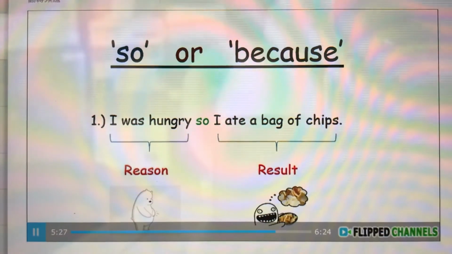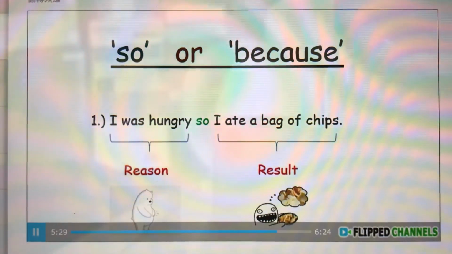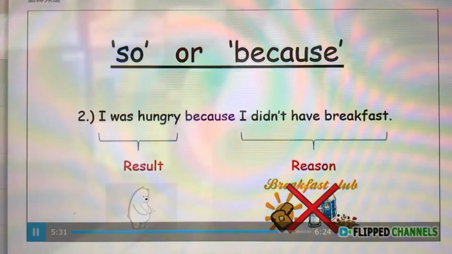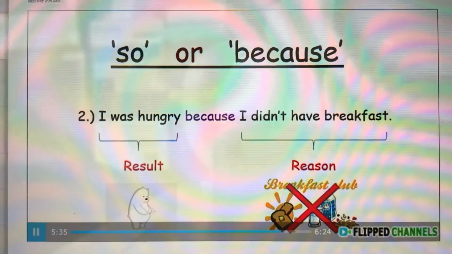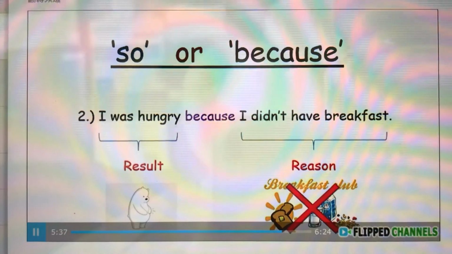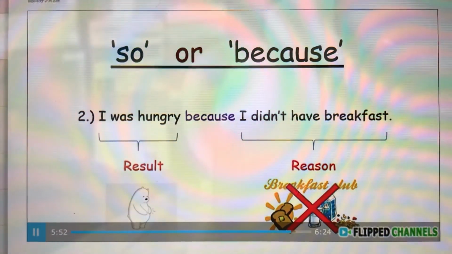For the second question, if your answer is because, then you're correct. In this sentence, the part I was hungry is the result, and the part I didn't have breakfast is the reason. Since the result comes before the reason, we have to use the conjunction because for this question right here.